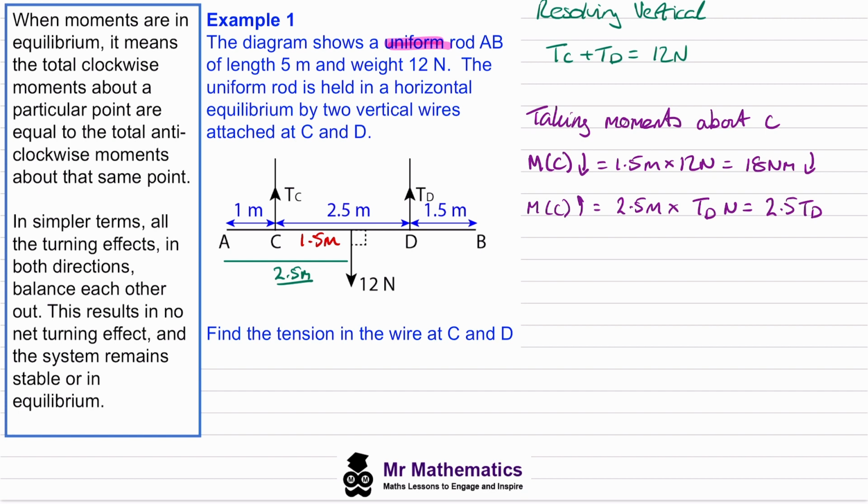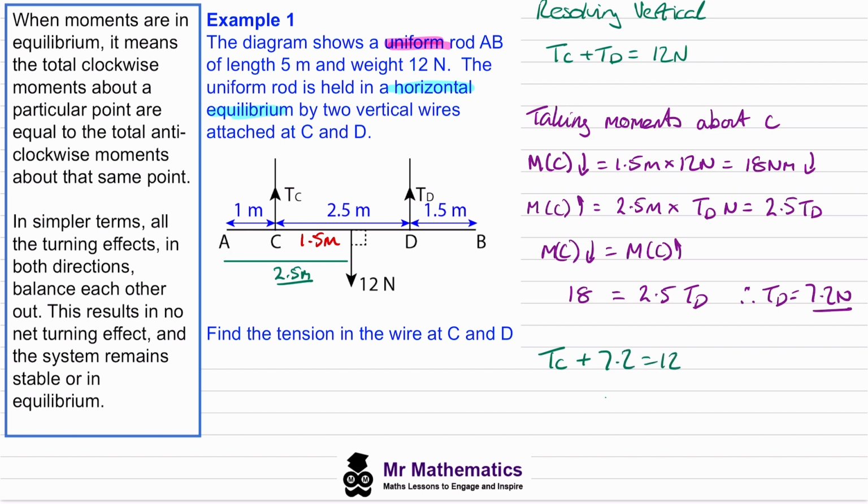And we're told that the uniform rod is in horizontal equilibrium. This means the clockwise moments about C must be equal to the anticlockwise moments about the same point. So the 18 must be equal to 2.5 TD, and we can solve this equation. Therefore, TD will be equal to 7.2 newtons. And we can work out the tension in the wire at C using this equation. So TC plus TD, 7.2, will equal 12. So TC will equal 4.8 newtons.